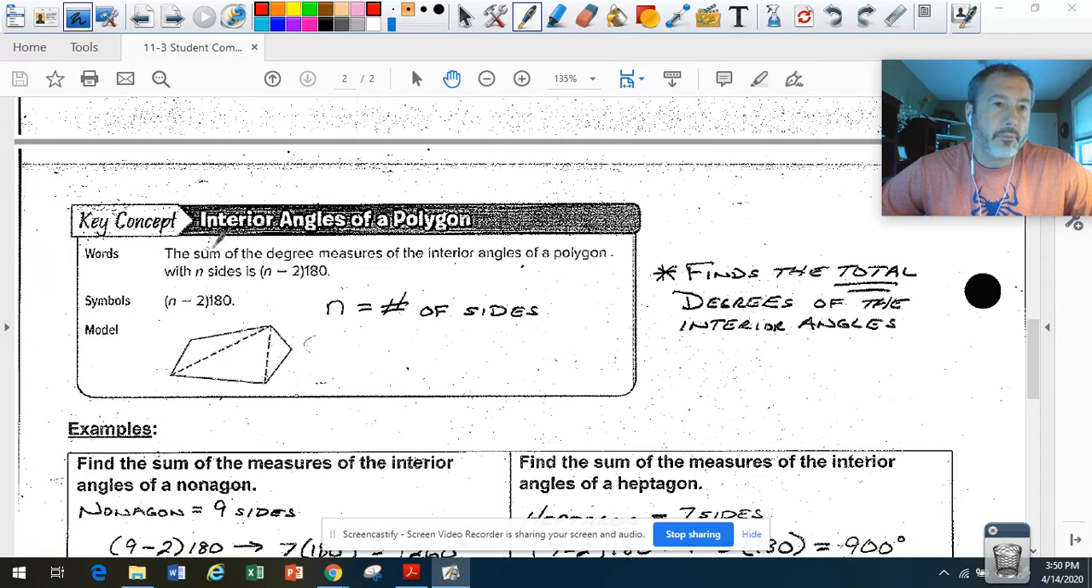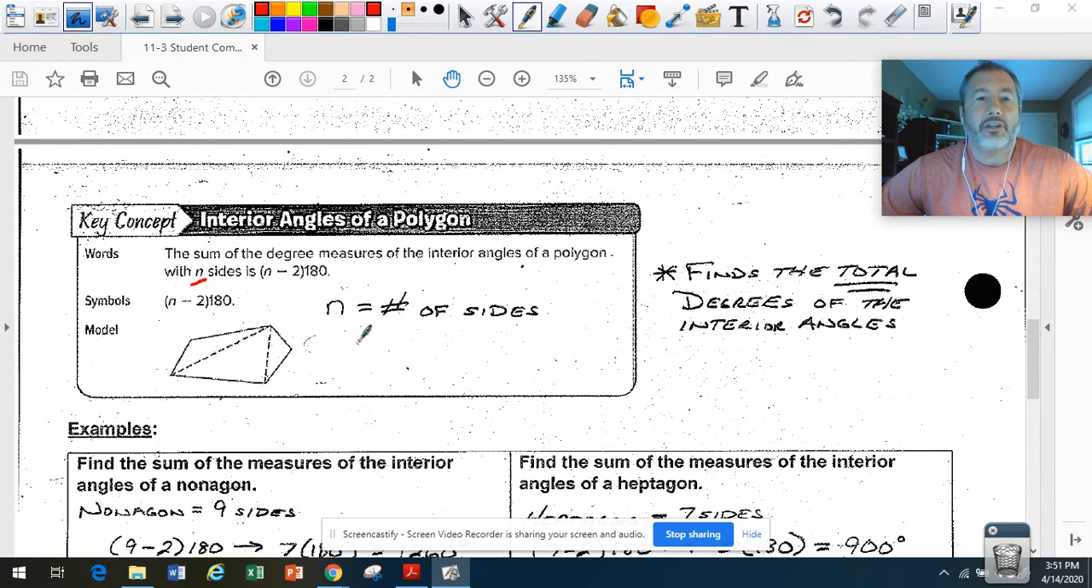It says the sum of the degree measure of interior angles of a polygon with n sides, that's the number of sides that it has, is the formula (n minus 2) times 180 degrees. There is a way where they can say, break this up into triangles, see how many triangles you have, and then multiply the number of triangles times 180 degrees. Let's just look at this, okay?